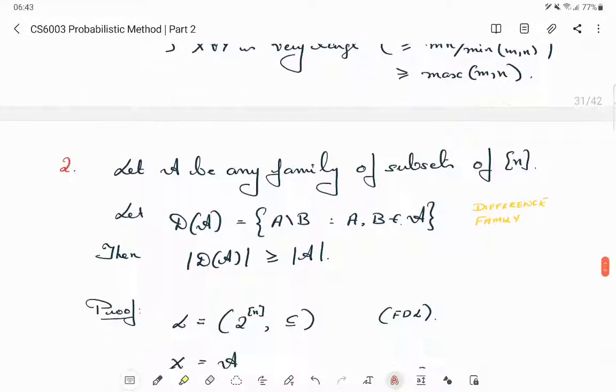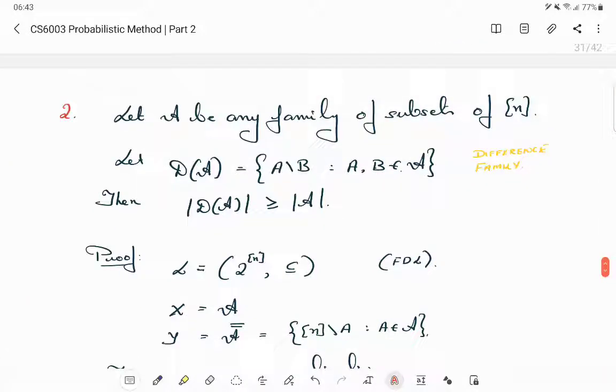Now the next application, again a quick one, is the following. You take any family of subsets. Here we are directly talking about a family of subsets. Remember, application one, though the examples that we saw were about families of subsets, applies to any two lattices in general. But here we will only apply it to families of subsets of n. Script A is such a family.